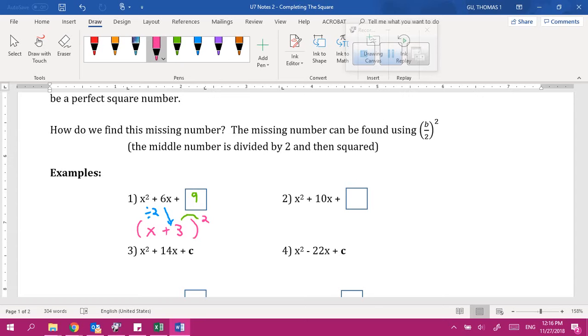So let's look at number 2 then. Number 2, we're going to make it a perfect square. x, what goes after x here? 5. How did you get that 5? 10 divided by 2. That's right, you take this 10 divided by 2, and so you got plus 5, right? So if 5 is in there, what is going to be my blank number right here? 25, right? We just square that 5. Just like that.